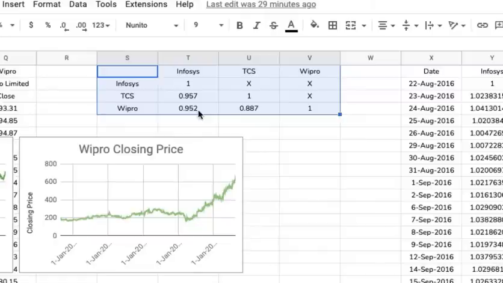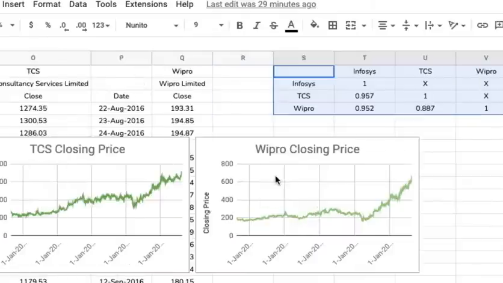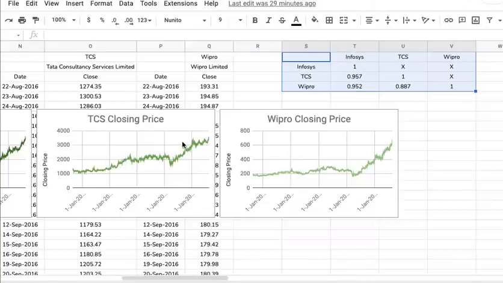So you can say that TCS and Infosys are very related with each other, and Wipro and Infosys. So you can say that Infosys is related to both TCS and Wipro. But if you look at TCS and Wipro, they are not that strongly related. Just look at the graph. I mean, you can have some kind of understanding here that TCS and Wipro, they are quite different.